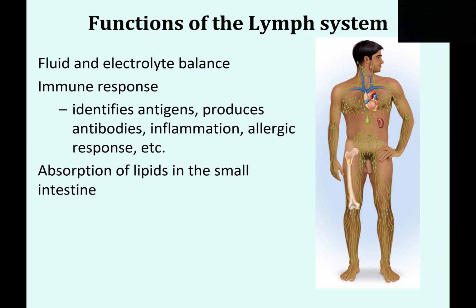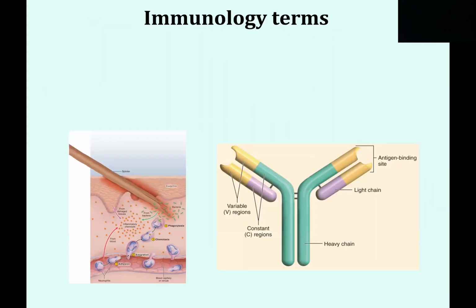The third general function is absorption of lipids, and that's specifically within the small intestine. So that's more of a specific function, but it is considered one of the three. So you only have three general functions for the lymphatic system. Couple of terms that we just used that we need to define.